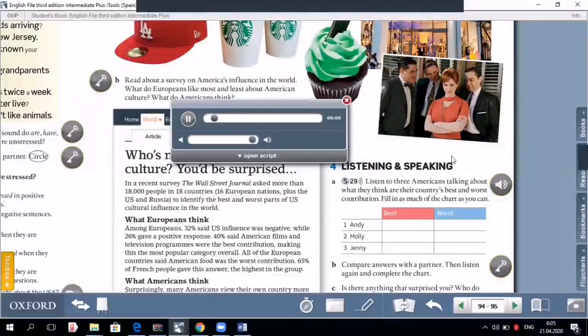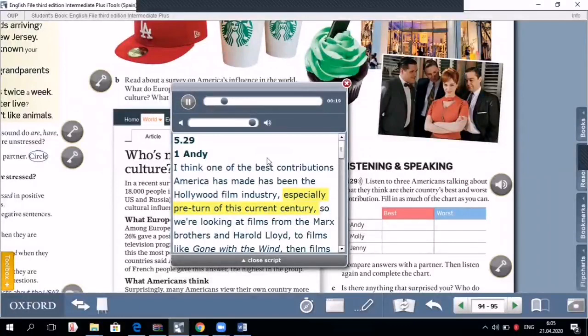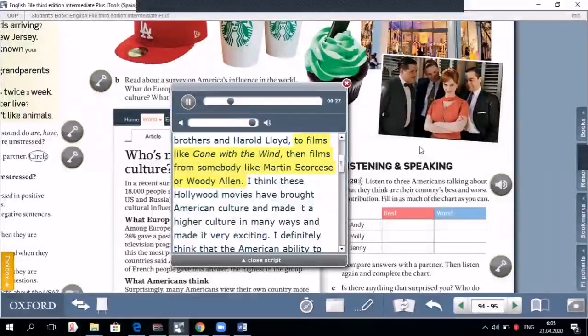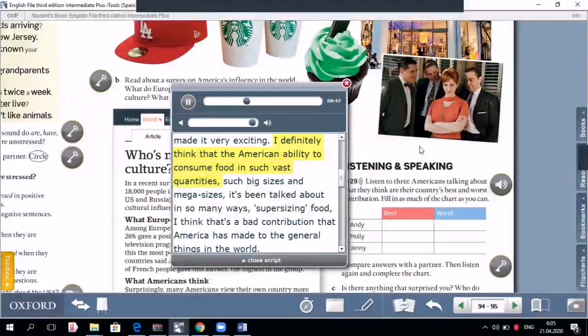Andy. I think one of the best contributions America has made has been the Hollywood film industry, especially pre-turn of this current century. So we're looking at films from the Marx Brothers and Harold Lloyd to films like Gone with the Wind, rather than films from somebody like Martin Scorsese or Woody Allen. I think these Hollywood movies have brought American culture and made it a higher culture in many ways and made it very exciting. I definitely think that the American ability to consume food in such vast quantities, such big sizes and mega sizes, it's been talked about in so many ways, supersizing food, I think that's a bad contribution that America has made to the general things in the world.